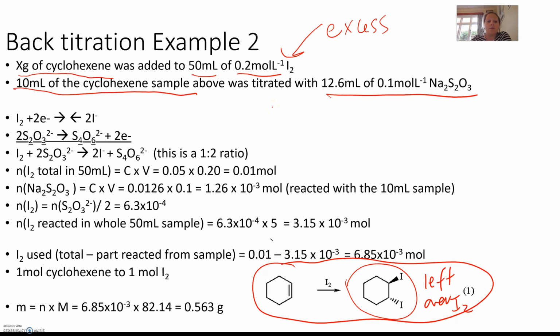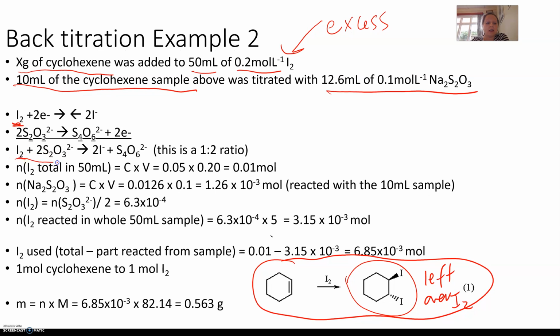So we take a sample which we know has got heaps of leftover I2, and we react it with thiosulfate. So I2 forms I- and thiosulfate forms S4O6 2-, and here's the balanced equation, and you can see here that it's a 1-to-2 equation. So the first thing that we can do is work out the total amount of I2 in that 50 mL sample to begin with, C times V, and we see it's 0.01 mol. So that's multiplying these two together from the beginning.